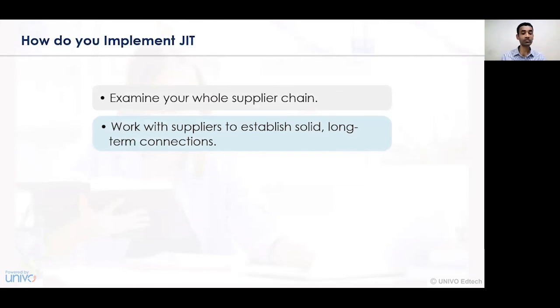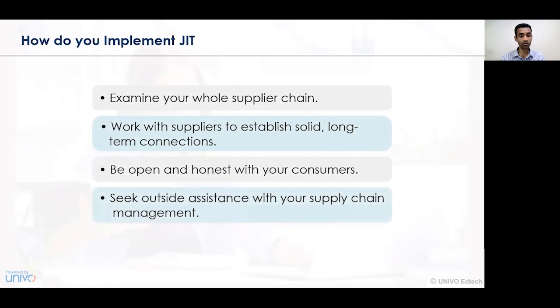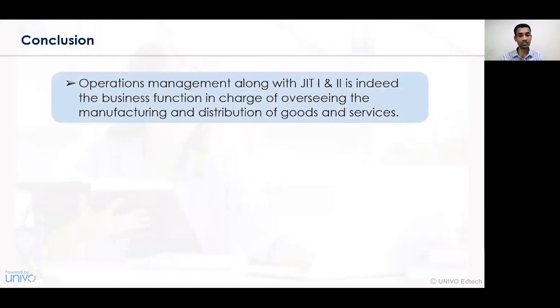JIT perspective. The next consideration is be open and honest with your consumers. So we must always be open and honest with the consumers about providing product information, sharing of knowledge, resources, and so on. The next perspective is seeking outside assistance with your supply chain management. Whatever outside assistance is required, we must seek that assistance or help, and accordingly, the various supply chain management activities need to be undertaken in order to implement the better concept of JIT in the organization.